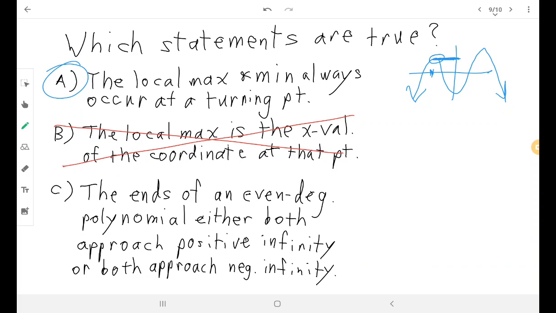And finally, let's look at C. The ends of an even degree polynomial either both approach positive infinity or both approach negative infinity. Well, let's look at an even degree polynomial. Let's say something like that. There's an even degree polynomial right there.